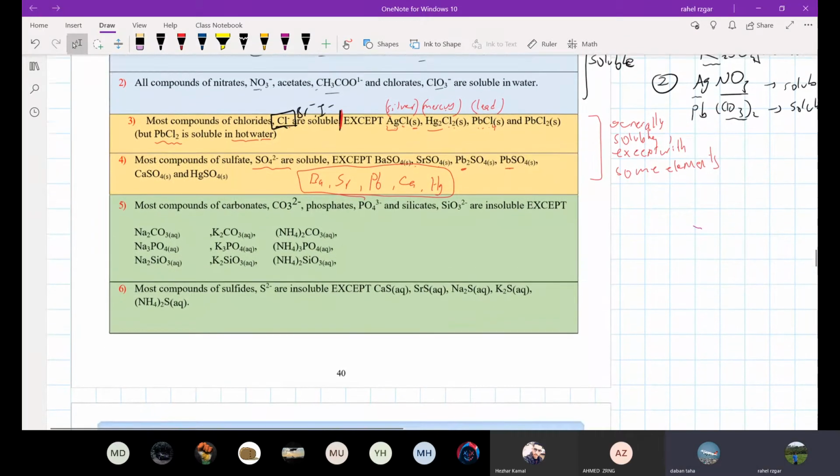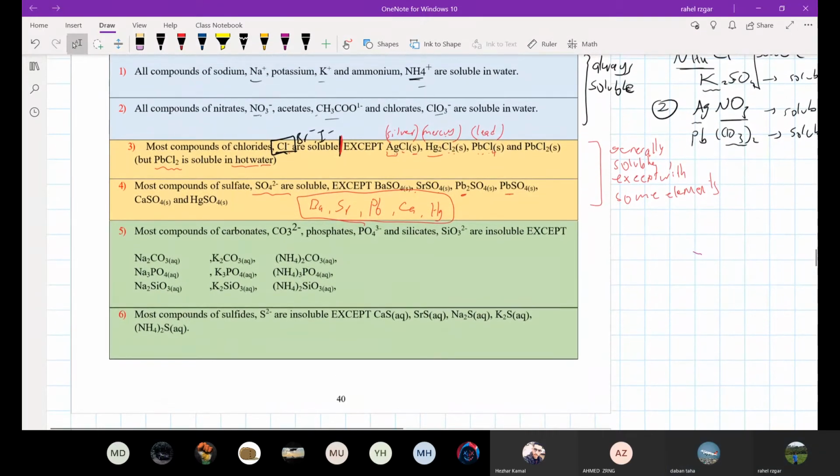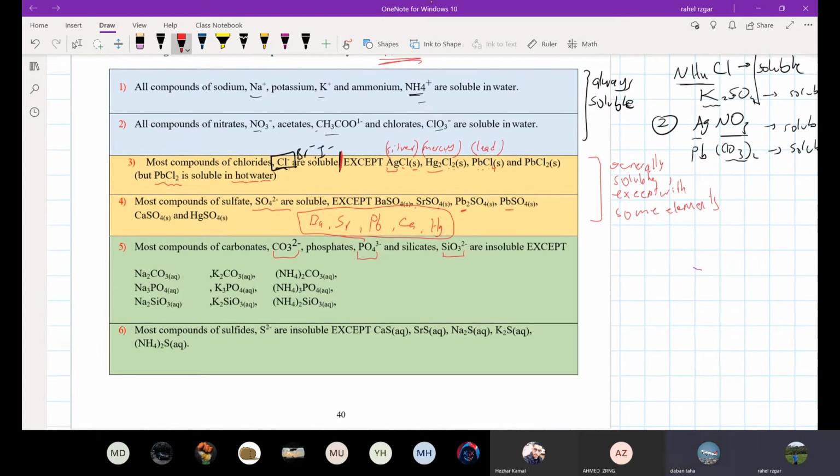All right. Number 5 is exactly opposite of 3 and 4. These 3, phosphates, silicates, and carbonates, they are generally insoluble. Except with what? They become soluble with what? With the elements of group 1.